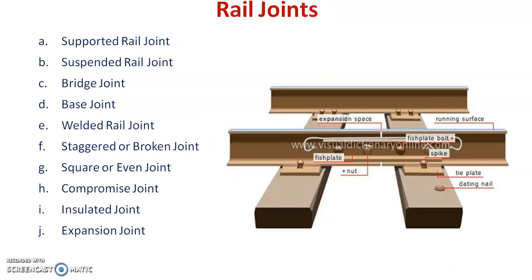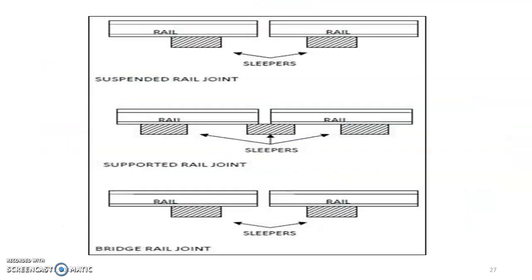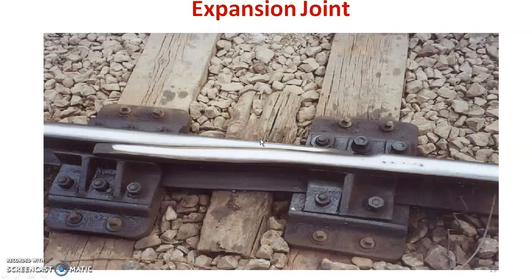Okay, these are some of the rail joints. Supported rail joint, suspended rail joint, staggered joint, expansion joint. Many types of joints are there. For example, this is a suspended rail joint. At the junction place, the sleepers are not provided. When it is provided, it is called a supported rail joint.